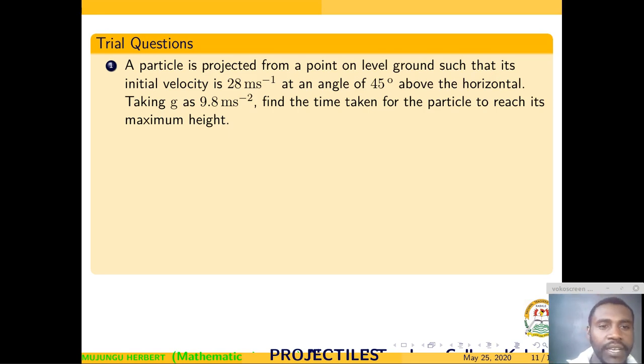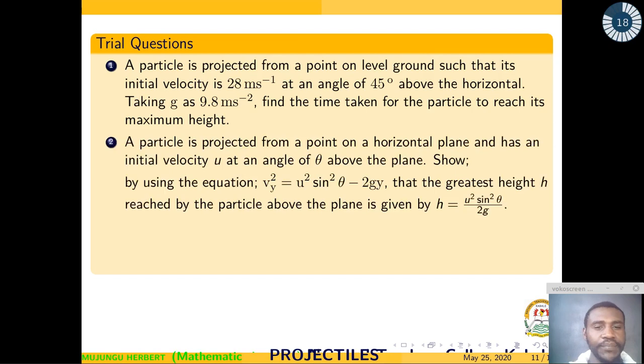Number 1, a particle is projected from a point on level ground such that its initial velocity is 28 meters per second at an angle of 45 degrees above the horizontal. Take G as 9.8 meters per second squared. Find the time taken for the particle to reach its maximum height.